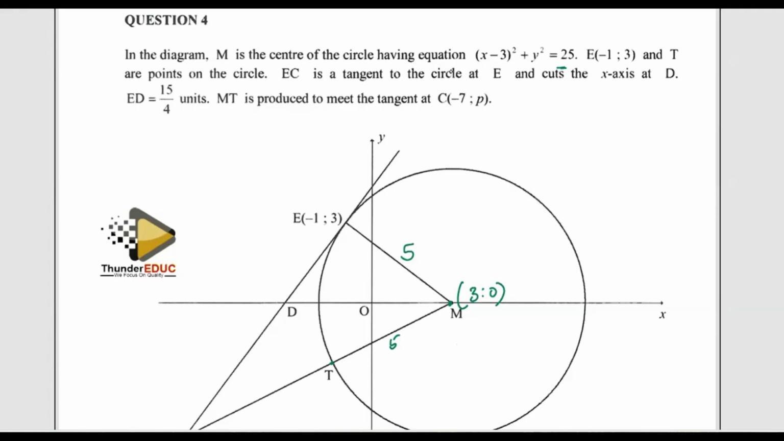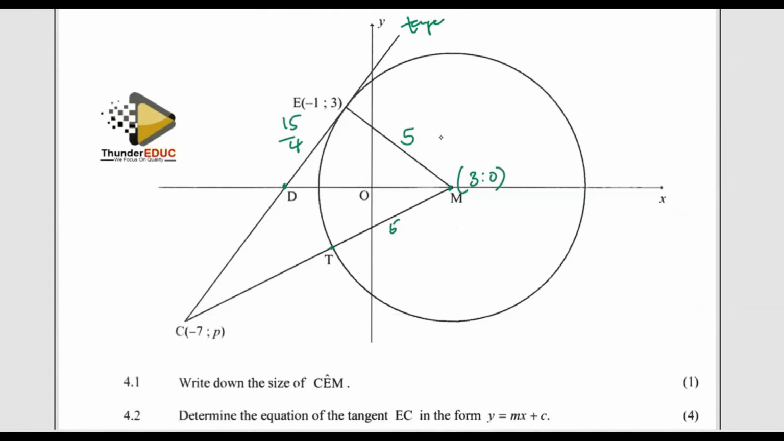EC is a tangent. Okay, so if it's a tangent, okay, there's something we're going to see. E cuts at D, that's perfect. And then they're telling us the distance ED is 15 over 4. Then MT is produced to get point C. Perfect. They want the size of CEM. So CEM, this angle here. So we know that that angle is a 90. Why? Because it's a tangent perpendicular to the radius. Okay, tangent and the radius will be perpendicular.